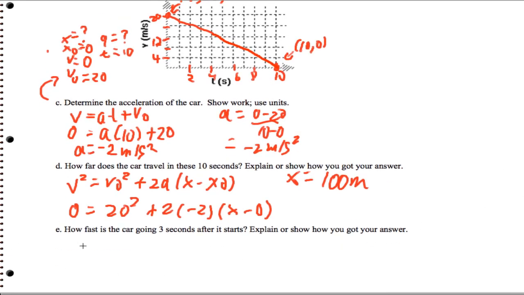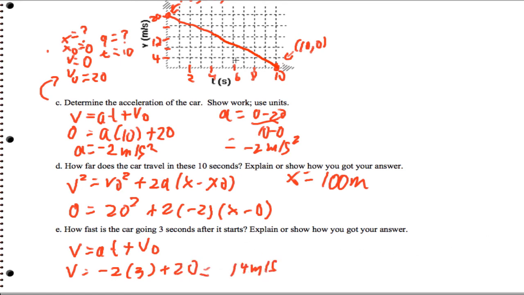Now, how fast is the car going after 3 seconds? We could use the linear model and say, well, v equals at plus v naught. So v is going to be negative 2 times 3 plus 20, which ends up being 14 meters per second. I suppose we could also read it off the graph. You could do the math or you could read it off the graph. Either one works just fine.